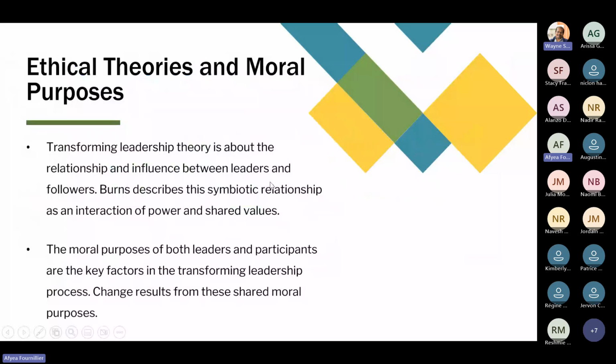Okay. So transforming leadership theory is about the relationship and influence between leaders and followers. Burns described this symbiotic relationship as an interaction of power and shared values. The moral purpose of both leaders and participants are the key factors in the transforming leadership process. Change results from these shared moral purposes.